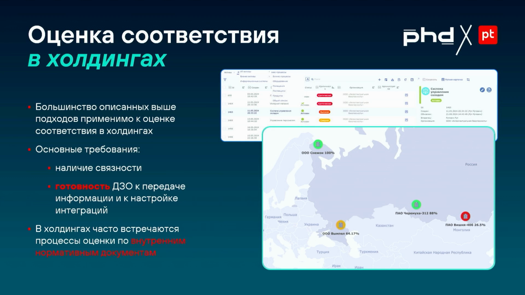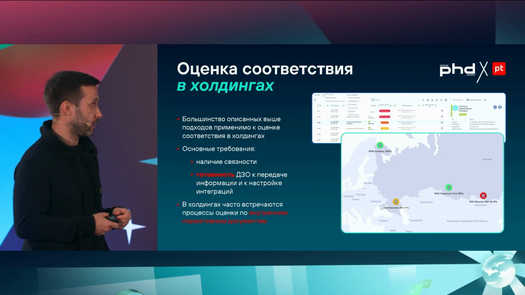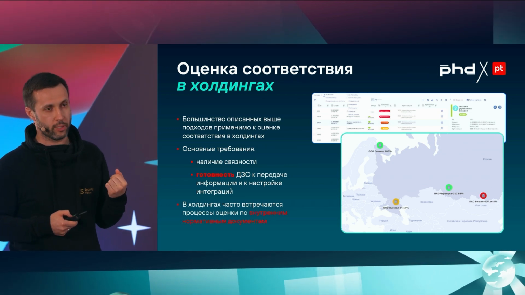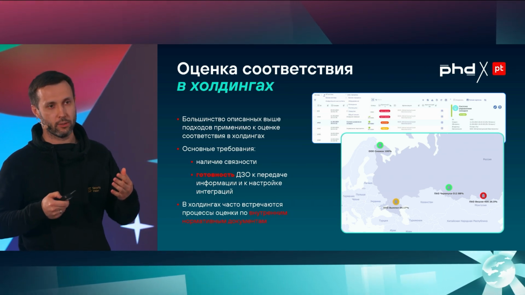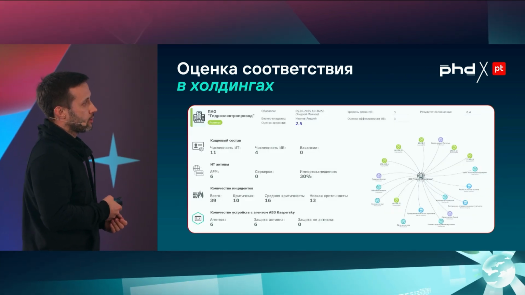There are certain specifics in how this is done in holdings. All the examples I gave today are applicable, but the specifics are related to politics. Independent companies have to be interested in transferring information to the head organization, and it's not always possible. So we need some leverage, and network integration should be built. But there is a positive moment: holdings very often define their own internal documents. They don't have general formulations, and they are delivered in a simpler way for automatic checkups.